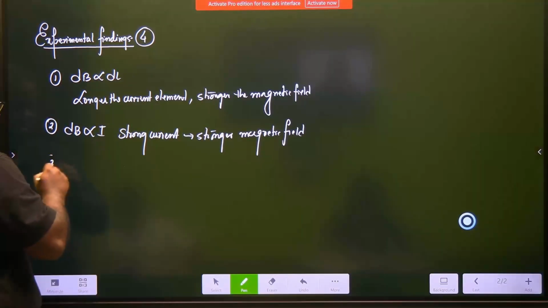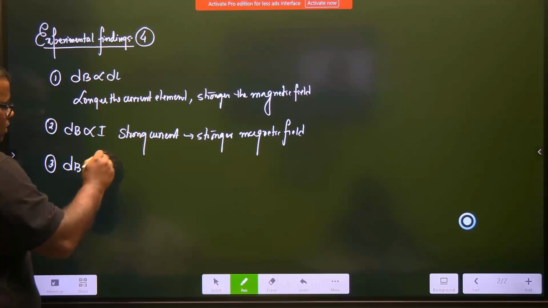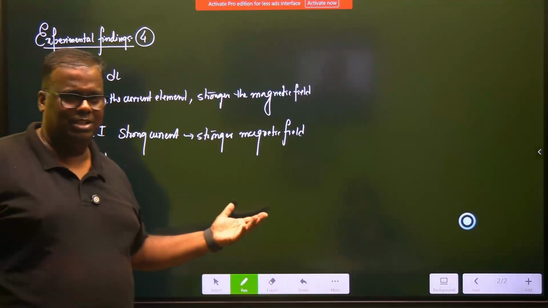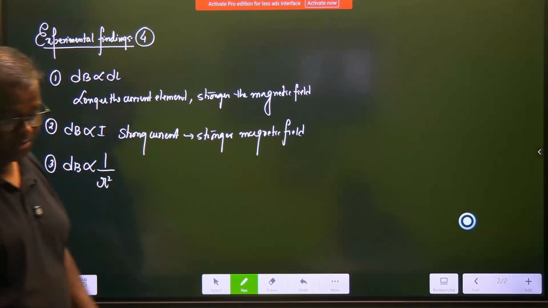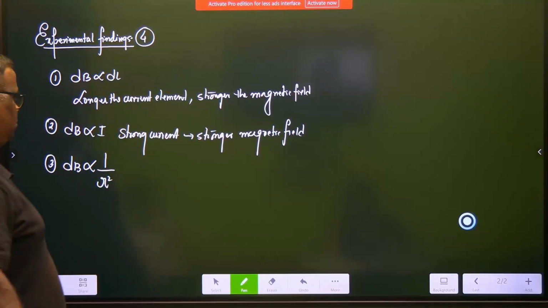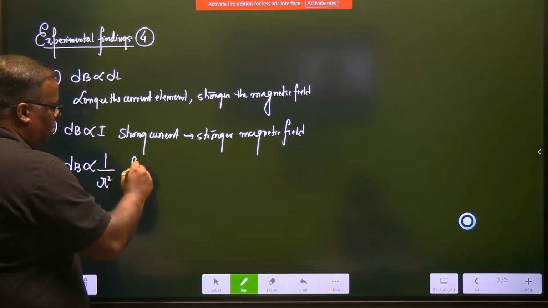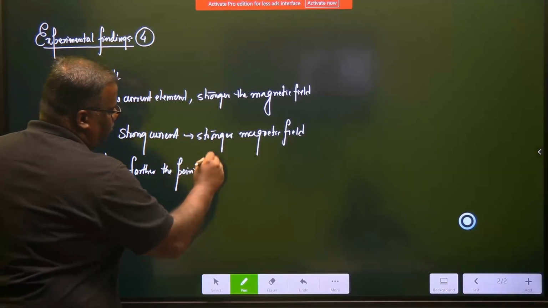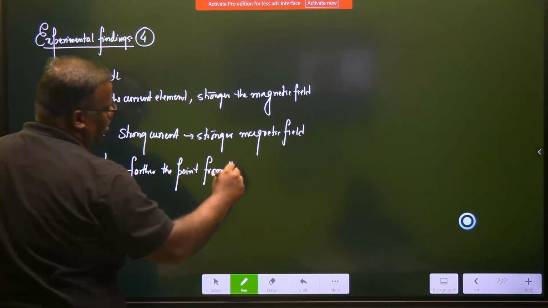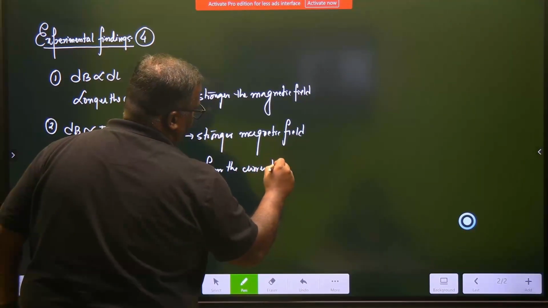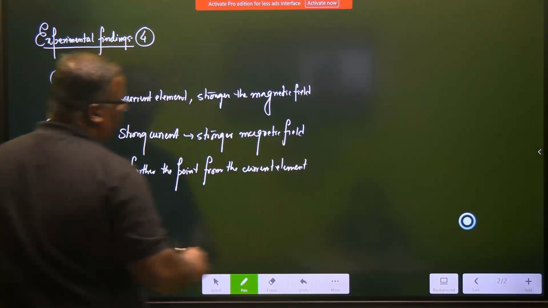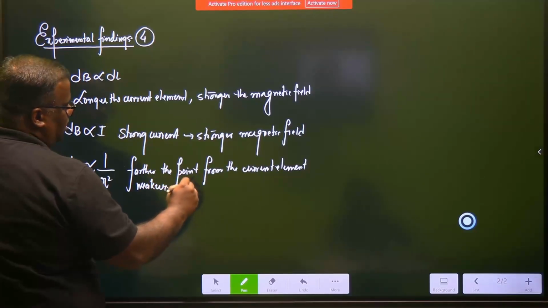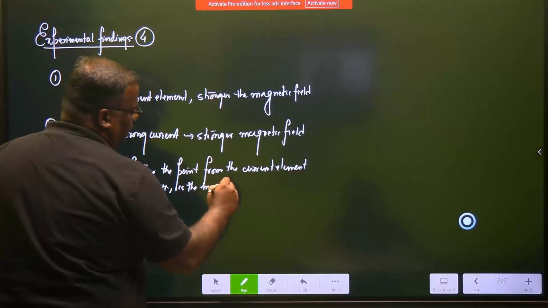Third, dB was found to be inversely proportional to the square of the distance. These are very common findings. If you are near the wire, obviously the magnetic effect will be more. So the farther the point from the current element, the weaker is the magnetic field.